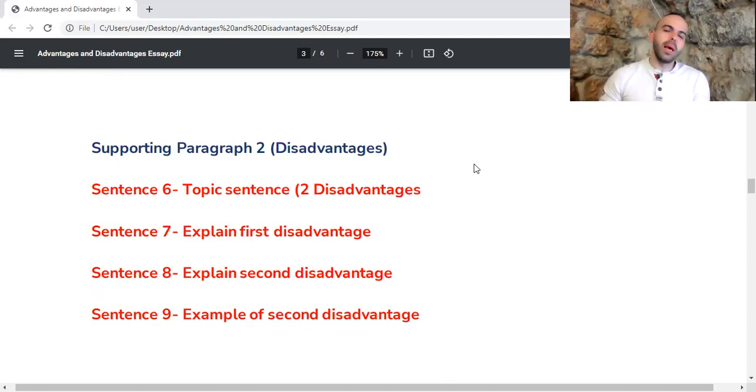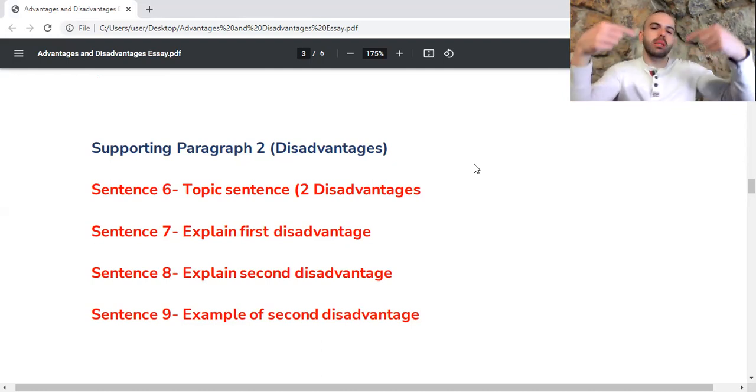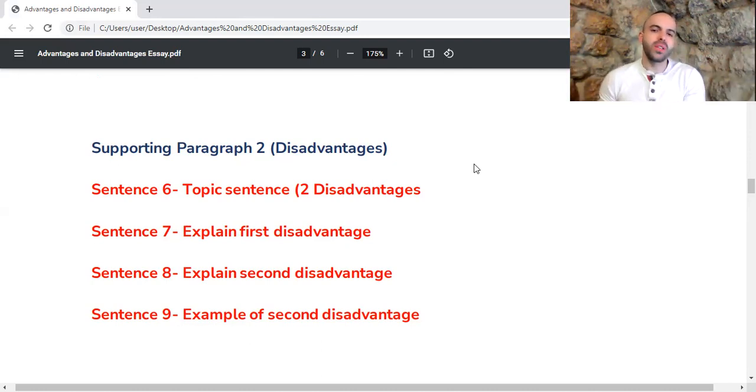Now let's move to supporting paragraph 2, and it's the same way, by the way, which is that supporting paragraph 2 would be about disadvantages. So as you can see, you have a topic sentence, explanation, and example. However, if you want to write 2 disadvantages, you just have to do the same as I have mentioned. So you can write the 2 disadvantages in one sentence, and then explain the first disadvantage, and then explain the second disadvantage, and then provide an example of the second disadvantage only.